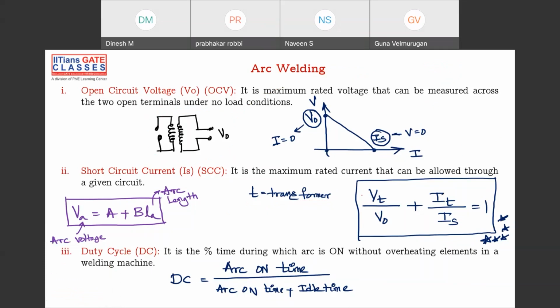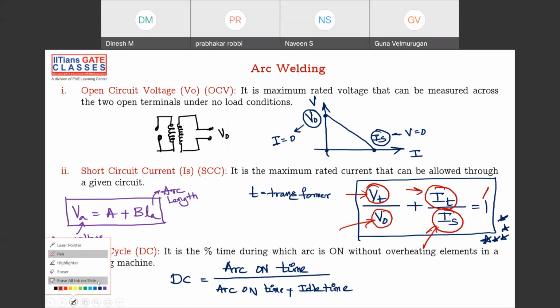Now, this is the equation that is coming up. What is this equation? Transformer voltage divided by open circuit voltage plus transformer current divided by short circuit current is equal to 1. It's very important. Sometimes this transformer is the current or voltage that you are trying to give. Open circuit voltage and short circuit current are fixed for some system. So if you're doing some kind of welding, it is fixed for some system. And VT and IT are the things that you are trying to provide to the welding operation.